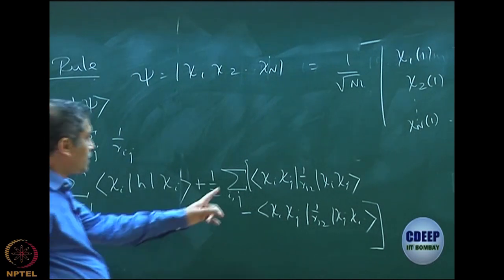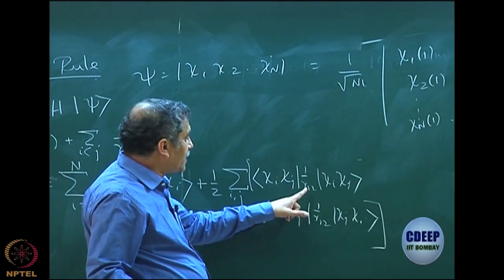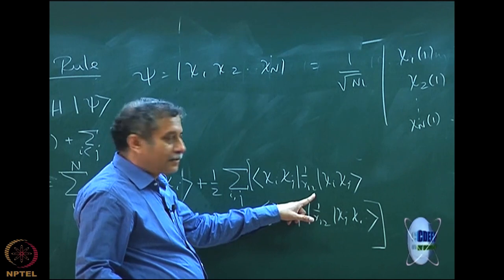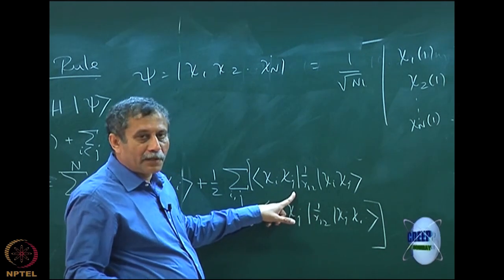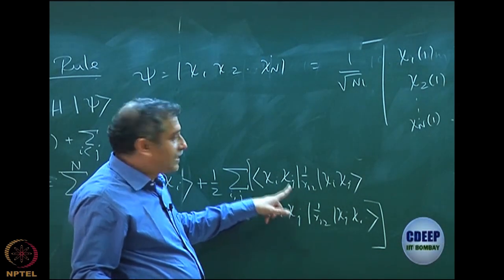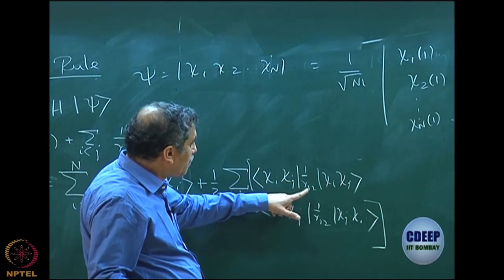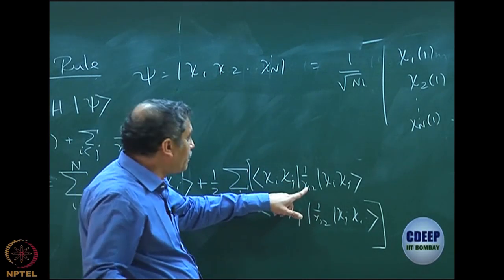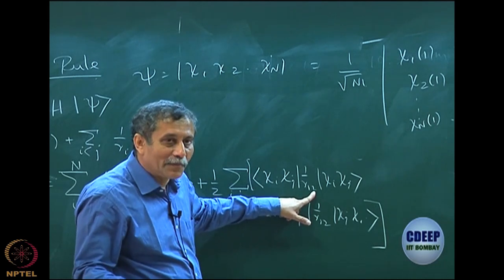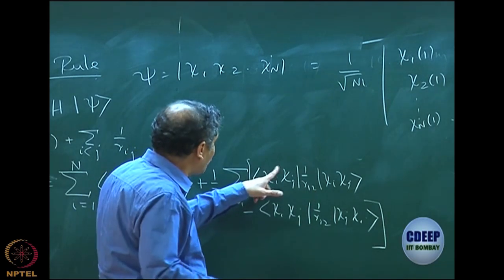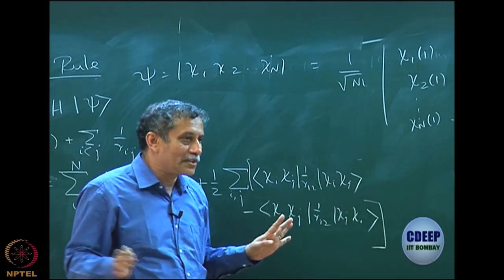So, this is two electron integral 1 and 2. These are coordinates of the electron. These are again indices of the spin orbital. And these have 1 and 2 which should match with these coordinates of the electrons. If you write by chance 1 by r 2 3, somebody can write that, then it is assumed that this is 2, this is 3, this is 2, this is 3. I hope it is clear.